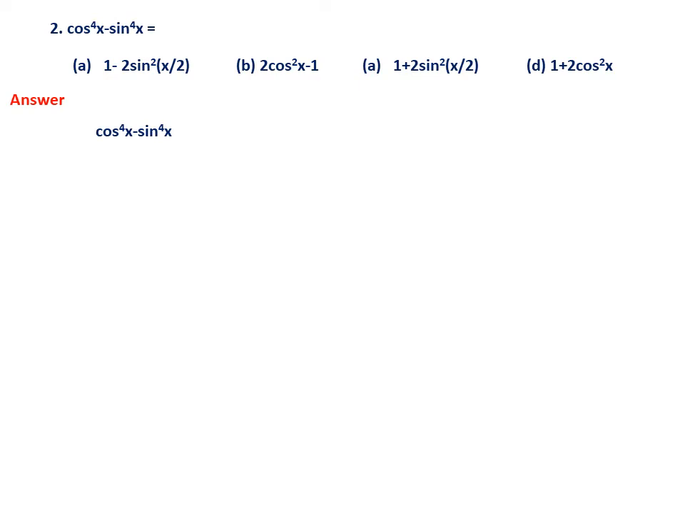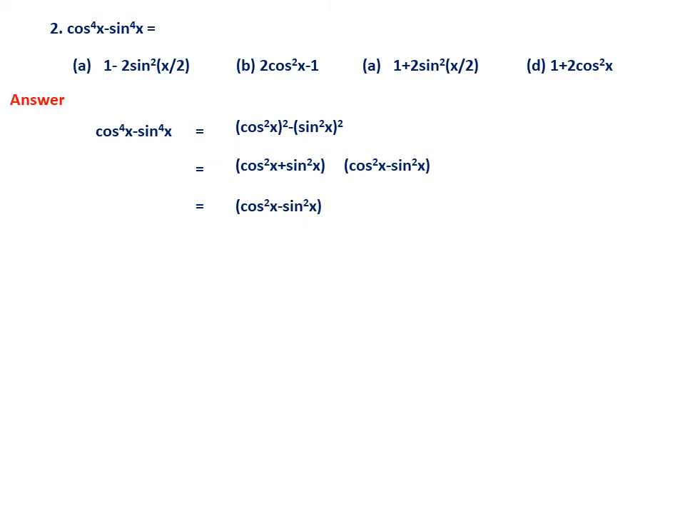cos^4 x minus sin^4 x you can write as (cos square x) whole square minus (sin square x) whole square. So a square minus b square formula, which is (a plus b) into (a minus b). Very simple. And you know that cos square x plus sin square x is 1. Therefore definitely you can write it as cos square x minus sin square x.